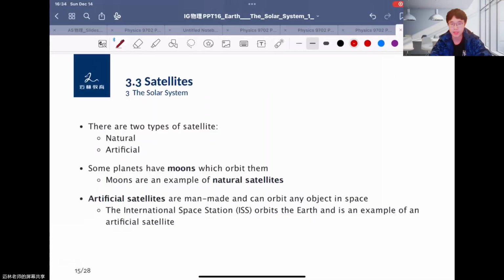Artificial satellites are like those SpaceX has released into space. We can call these artificial satellites. Many countries are still sending their artificial satellites to space. Artificial satellite just means made by human beings.